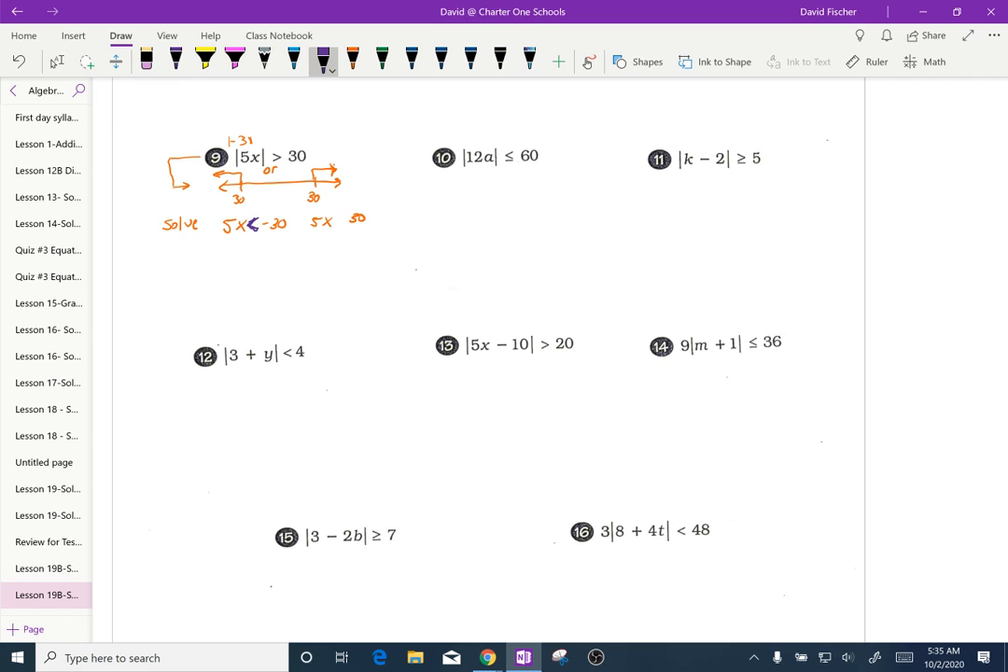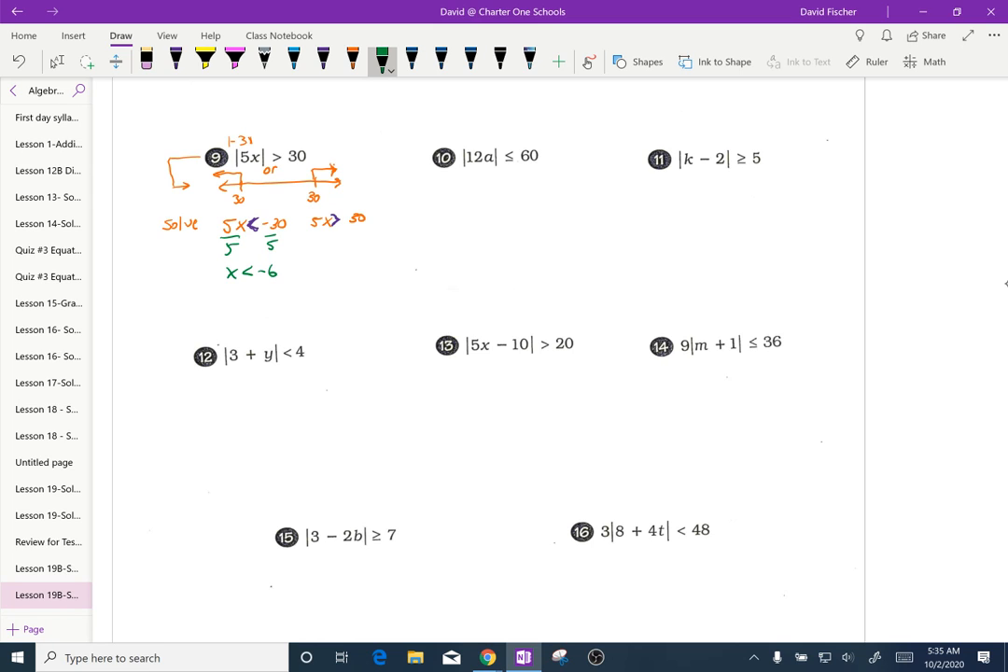Remember how we flipped it when we multiplied or divided by a negative? Well, we changed it from a positive 30 to a negative. Now over here, I want to keep my sign the same. Okay. Now we just continue solving this here. Dividing both sides by 5. So now I got x is less than negative 6.